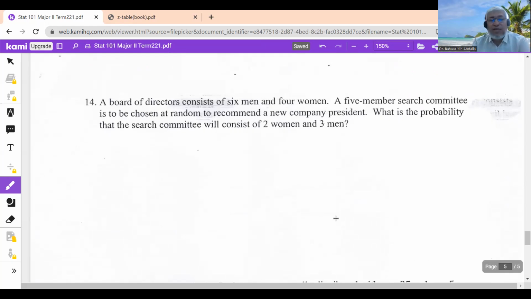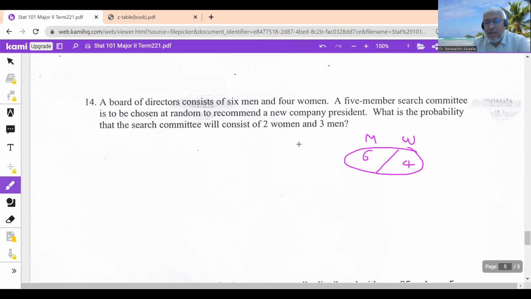A board of directors consists of 6 men and 4 women. So the total number of directors is 10. A 5-member search committee is to be chosen at random from the 10 to recommend a new company president. What's the probability that the search committee will consist of 2 women and 3 men?